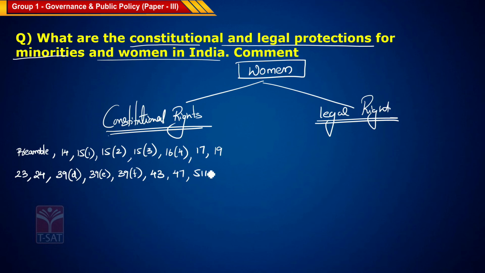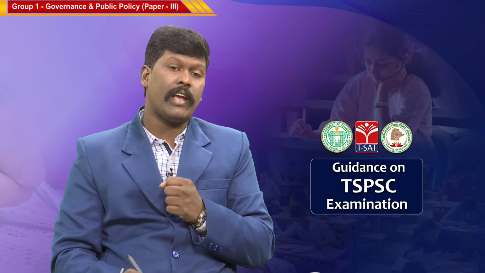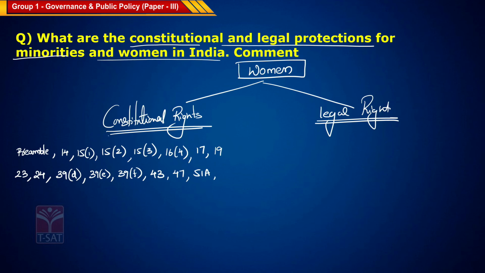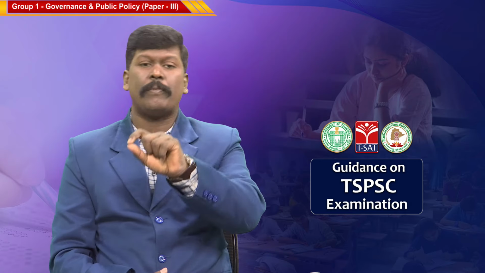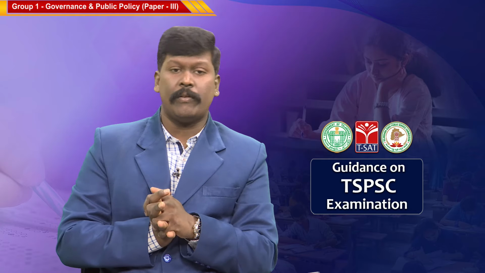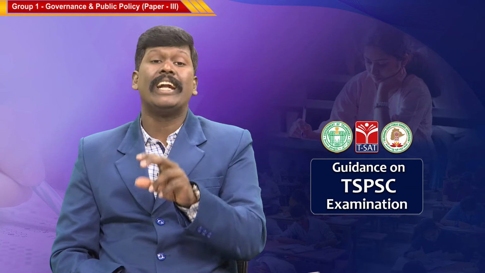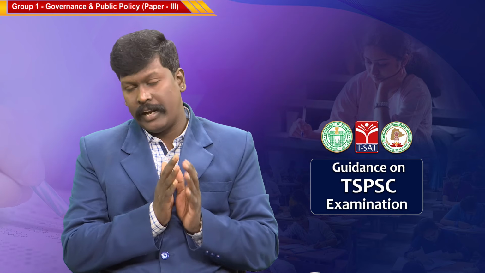The next one is Article 51A, fundamental duties. One of the fundamental duties is to protect the dignity of women; women should be respected and their dignity should be protected. That is Article 51A. Then we have something very important, Article 243D and Article 243T. Sir, what are Article 243D and Article 243T? Reservations shall be given to women in panchayats and municipalities respectively. 33% reservation shall be given to women in panchayats and municipalities as per Articles 243D and 243T. This is also important for the exam. These are specific rights with respect to women in India from the Constitution.